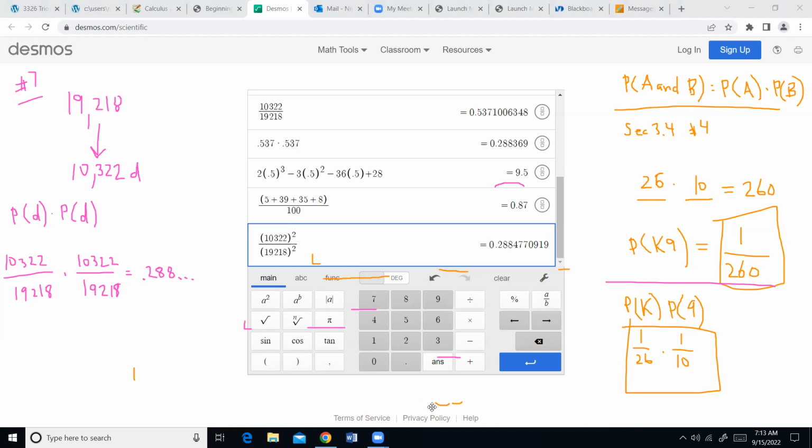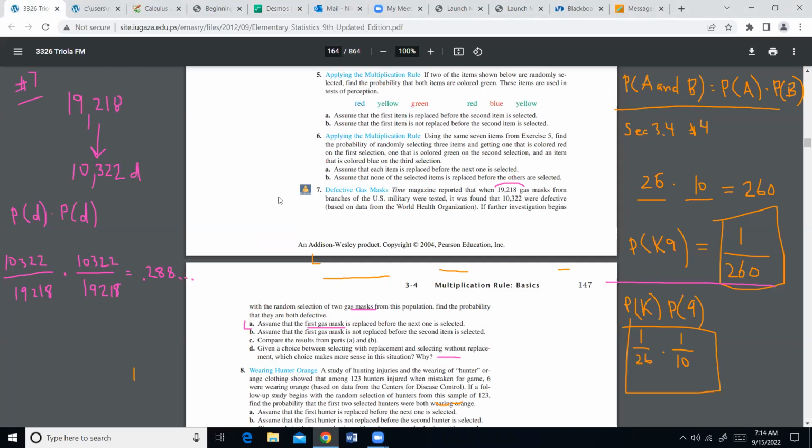So you could get the answer in this exercise just by squaring the same exact value. So once we select one mask and then we select the other mask, and then they say we replaced. So we select one mask and then for some reason we replaced it before selecting the other. When you say, why would we replace it? It's a bad mask. Why do we need to put it back in the batch?